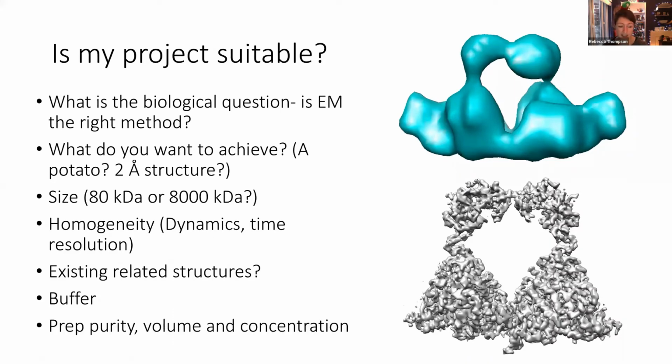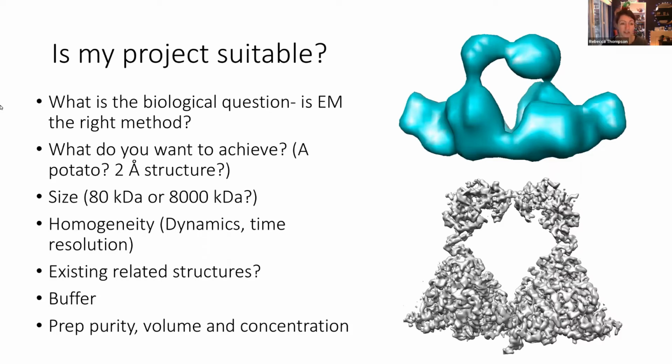And then finally, how much of your protein can you produce? What sort of volume and concentration? And again, typically analysis by electron microscopy requires orders of magnitude less material than structural analysis by X-ray or NMR, for example. So if you have a protein complex which is quite difficult to produce in large concentrations or volumes, then electron microscopy may be an appropriate technique for you to consider.